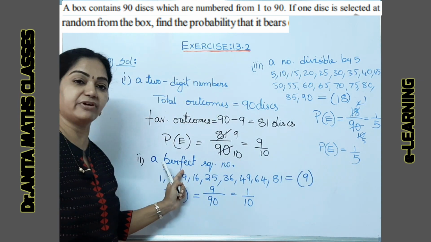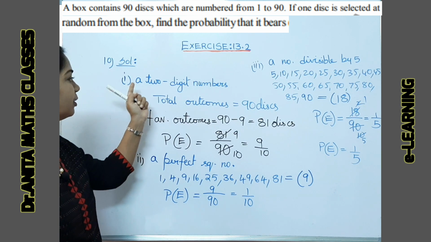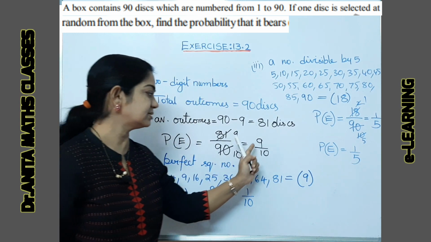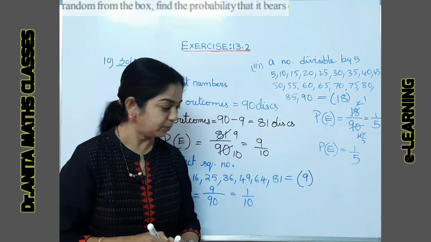Probability of getting a perfect square is 1 upon 10. And the probability of getting a 2-digit number is 9 upon 10. So quickly make a note. Let's see the next problem.